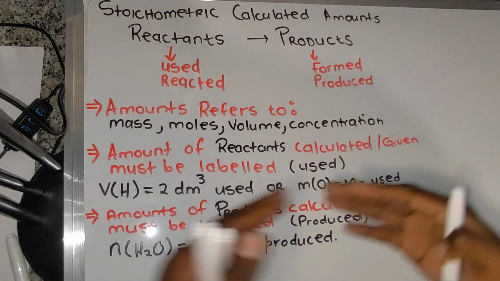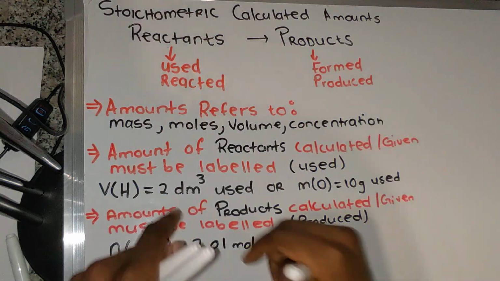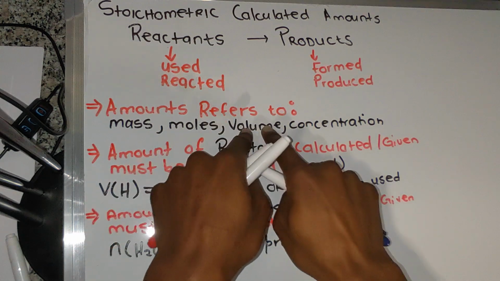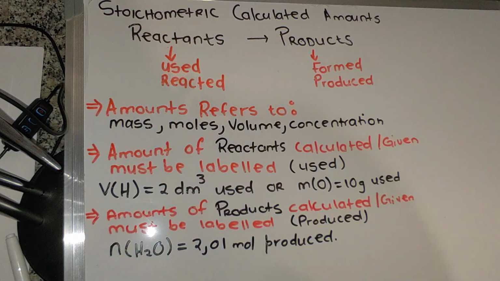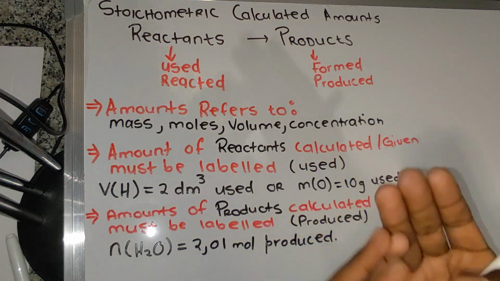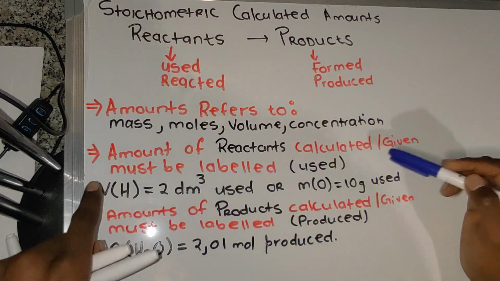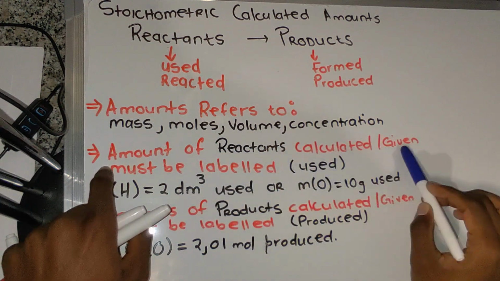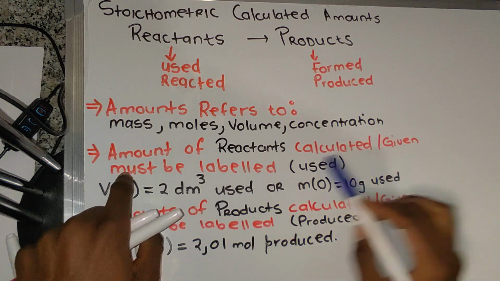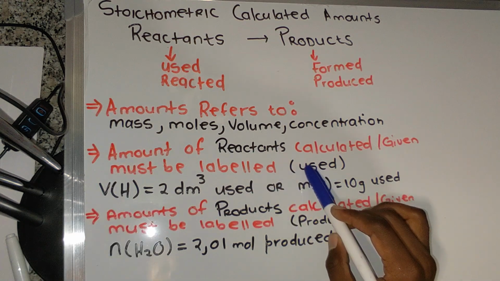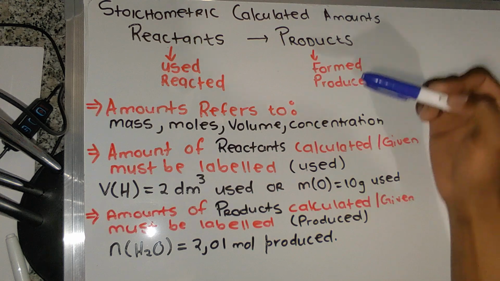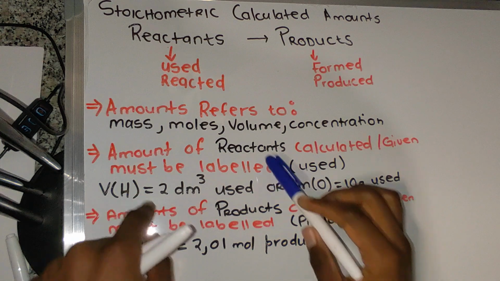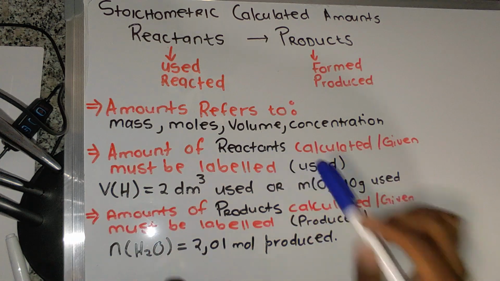If I speak of an amount in this chapter, I'm simply referring to the mass of that substance or the number of moles or the volume or the concentration. That is what I refer to by amount. Now, what was I saying? I was saying that the amount of a reactant calculated or given must be labeled used. I will tell you later on why we need these used amounts. So any amount of a reactant should be labeled used.